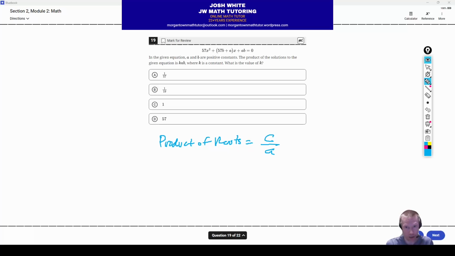That's a formula you should have memorized. So in this specific problem, that's going to equal C, which is AB, over A, which is 57. It tells us that's equal to KAB.